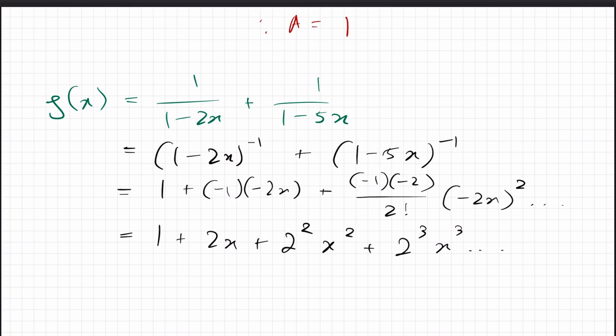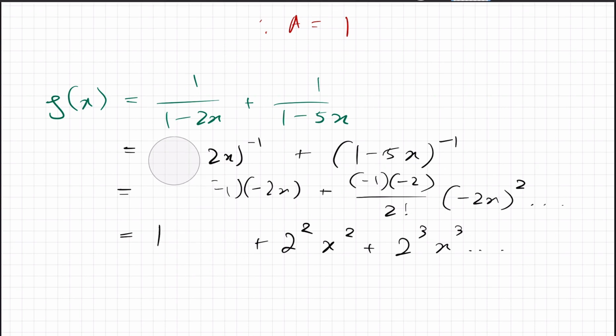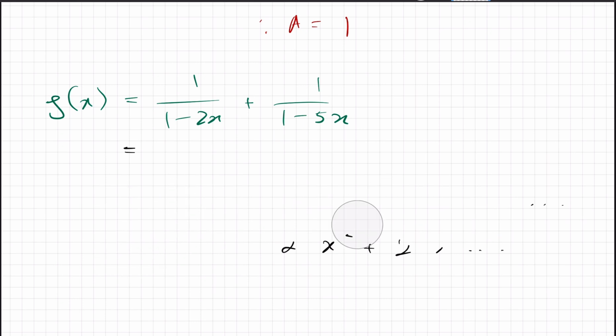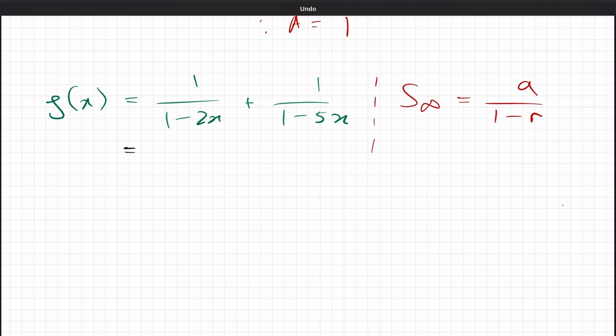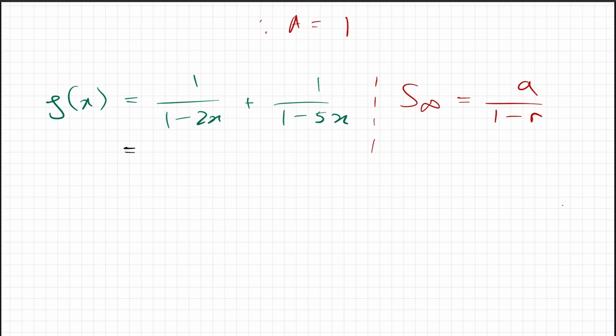We also have to do the same thing for 1 minus 5x. But there is an easier way of thinking about it, and it's to do with the sum of a geometric sequence. Remember, the sum to infinity of a geometric sequence is a over 1 minus r, where r is the common ratio and a is the first term. So here, what this is saying is a is equal to 1 and r is equal to 2x. And for this infinite sum, they're saying a is 1 and r is 5x.